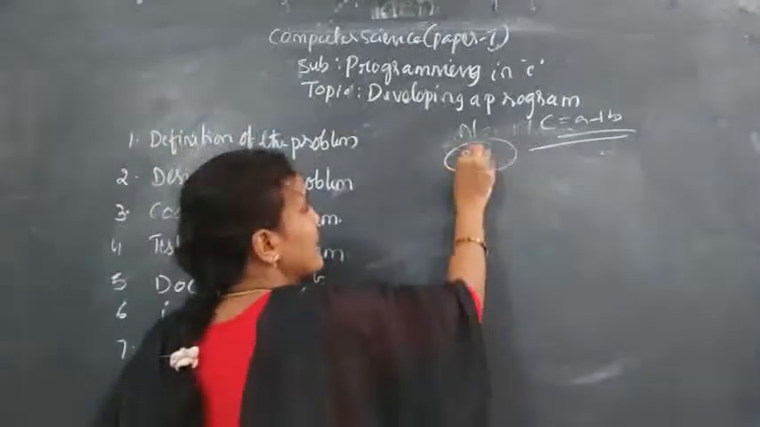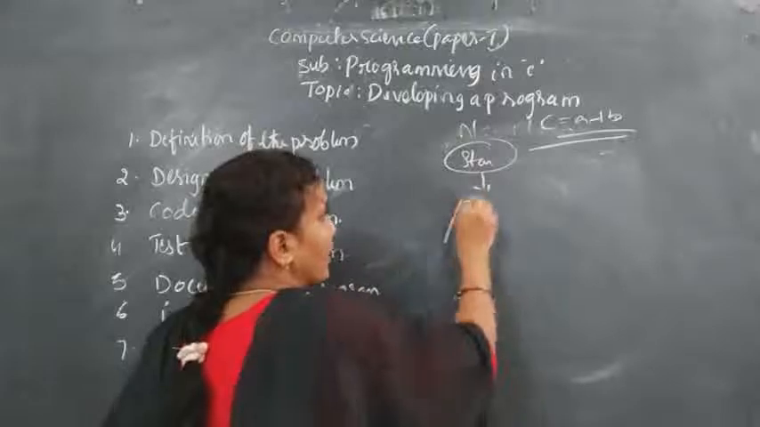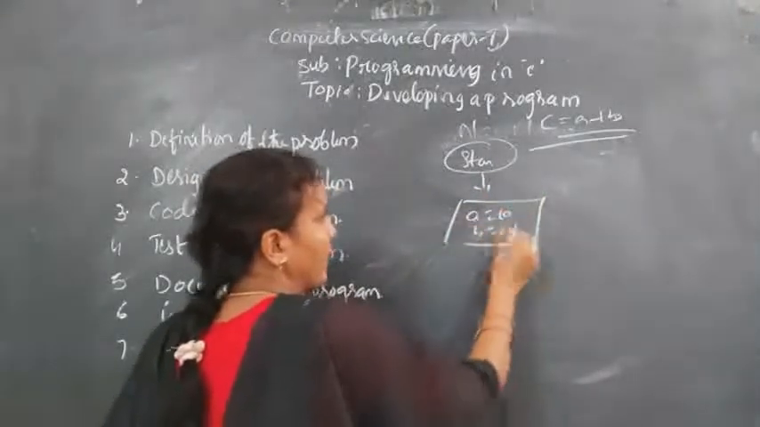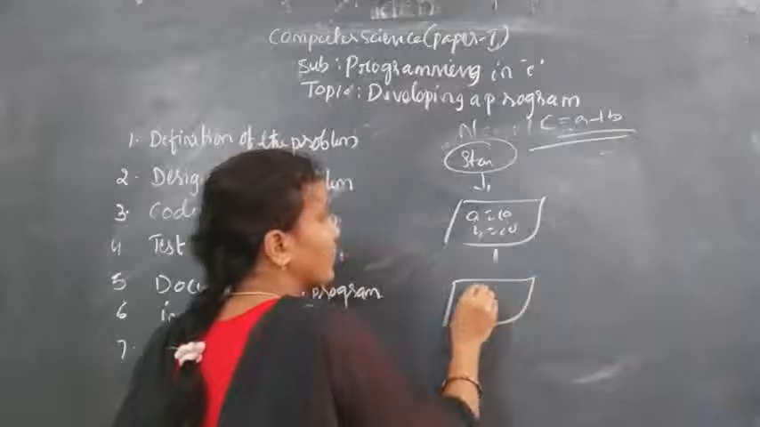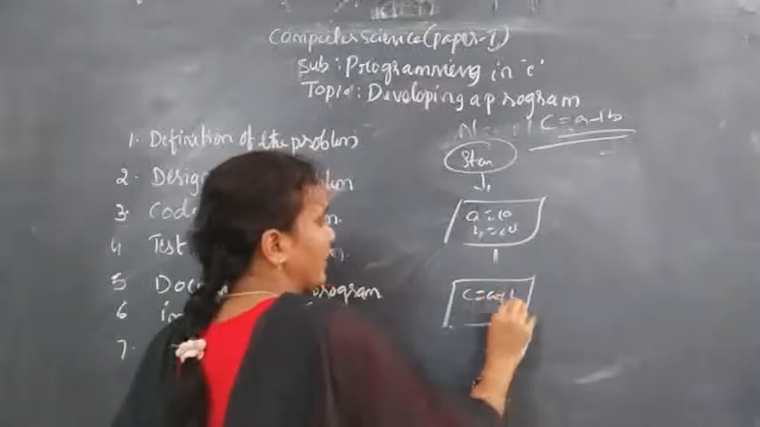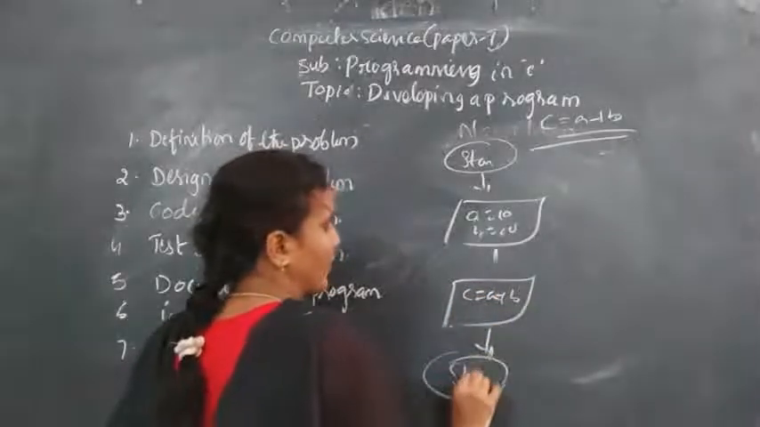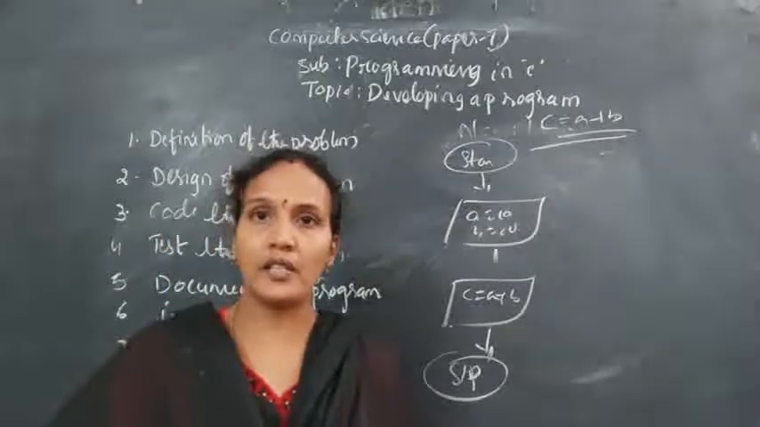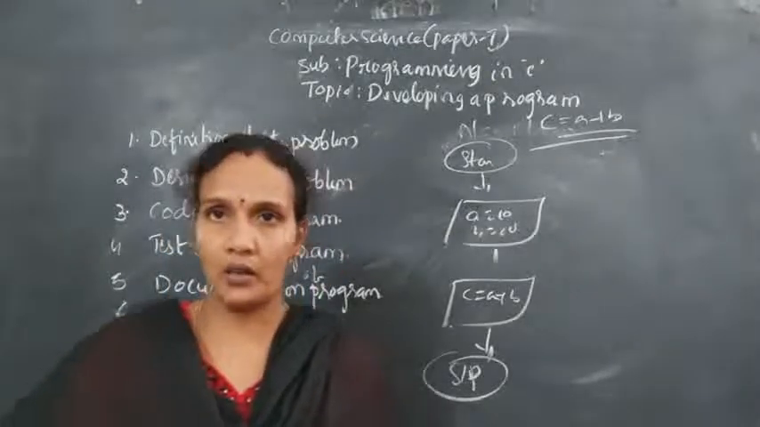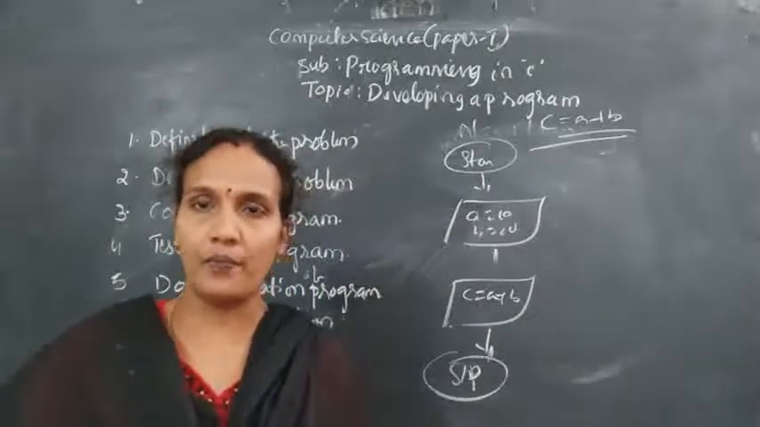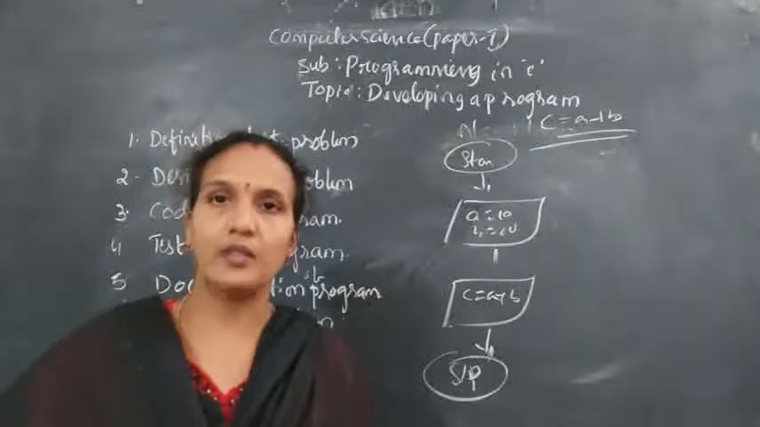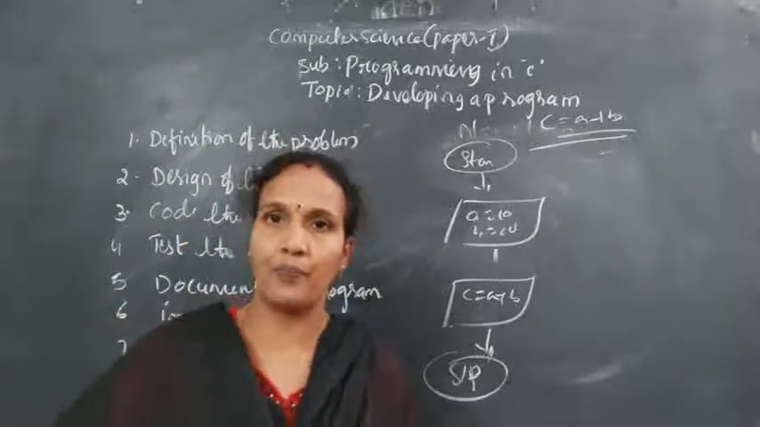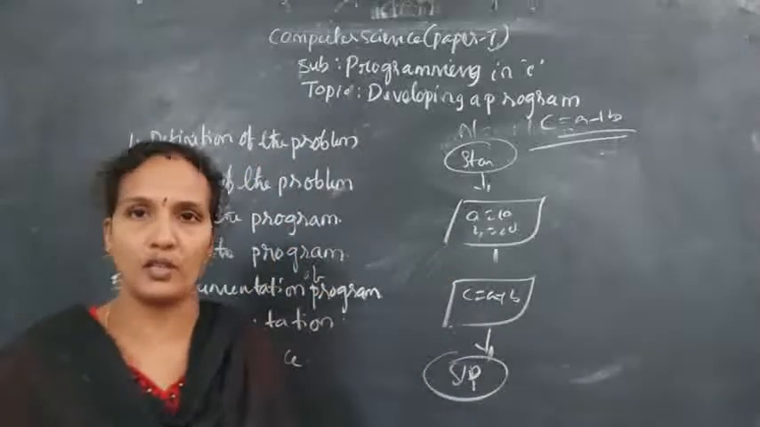First one is start, next input. What are the inputs here? Example, A equals 10, B equals 20. Next, what output you will get? C equals A plus B. Next, stop. So in the first step, we'll give the requirement. In the second step, to get that output, you should give the procedure. To give that procedure, you can follow any type of algorithm. So here I have given an example using a flowchart.